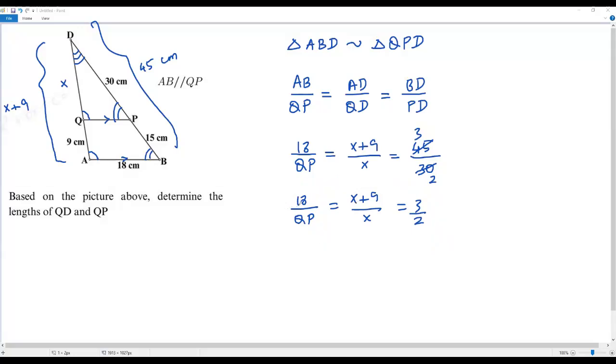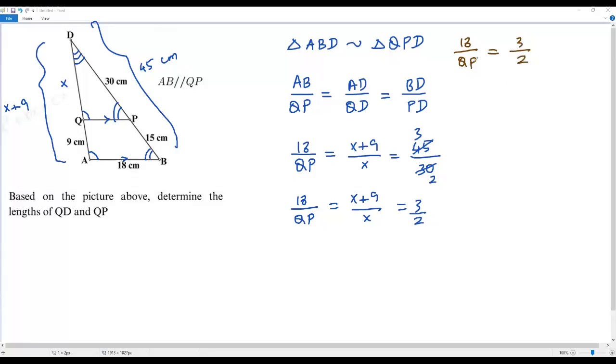If I take the first quantity, I have an unknown QP because I do not know the length of QP. So it can be equated to the third fraction, because in the third fraction, both numerator and denominator are numerical values. There is no unknown in the third fraction. So we can equate this quantity and this quantity and solve for QP. Okay, let me do it. Let me equate the first quantity 18 over QP and the third quantity 3 over 2.